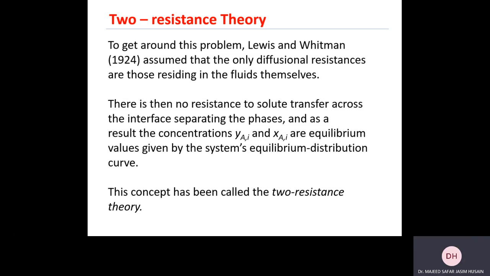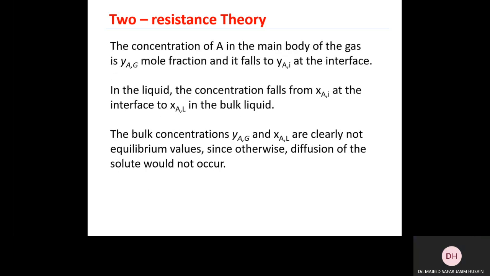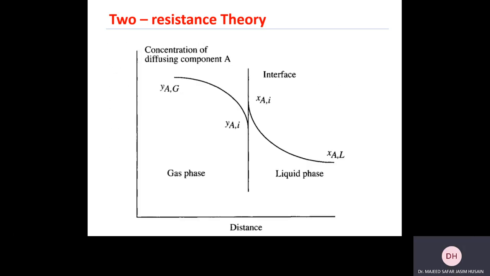So basically, you have the resistance in the fluids themselves. Notice that the concentration rise at the interface from YAI to XAI is not a barrier to diffusion in the gas to liquid direction. So there is no resistance there, because if you look at the diagram, you can see that XAI was a bit higher than YAI, but there is no resistance here. Okay, they are in equilibrium, but there is no resistance.